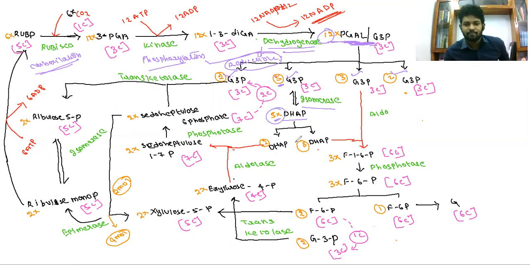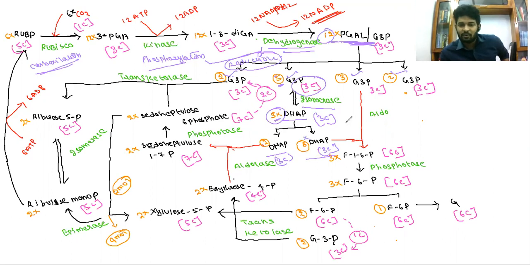So 5 molecules of DHAP here. Again we are splitting these 5 molecules of DHAP into two groups, for our convenience: 2 molecules of DHAP and 3 molecules of DHAP. This DHAP is also a 3-carbon compound, because glyceraldehyde 3-phosphate is converting into DHAP, right? Glyceraldehyde 3-phosphate is a 3-carbon compound, whereas DHAP is also a 3-carbon compound.